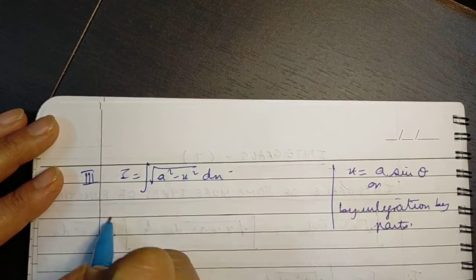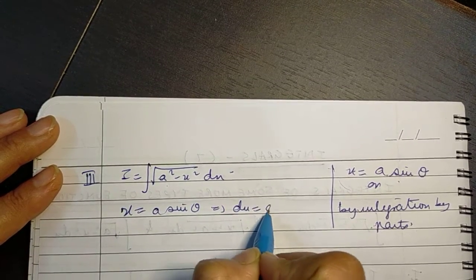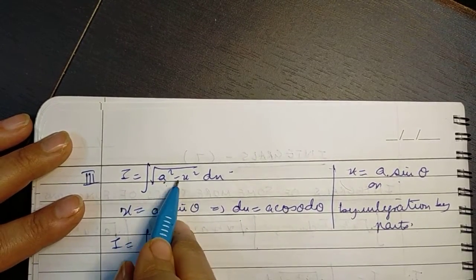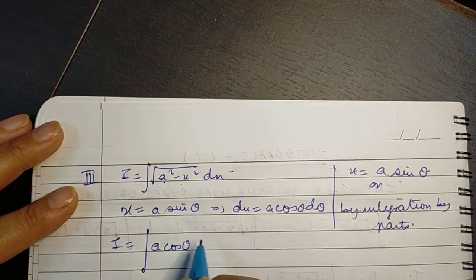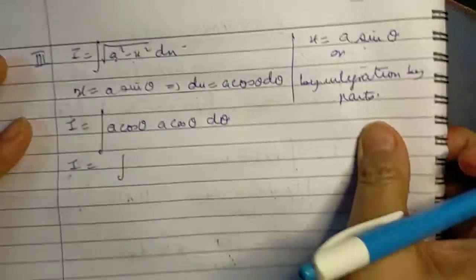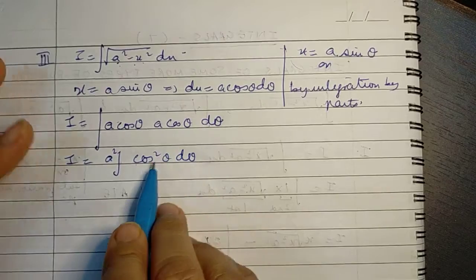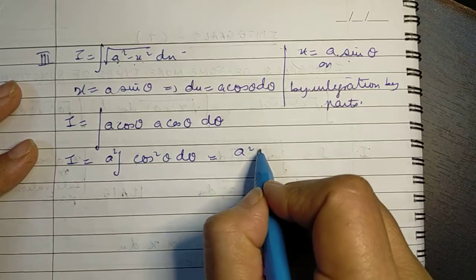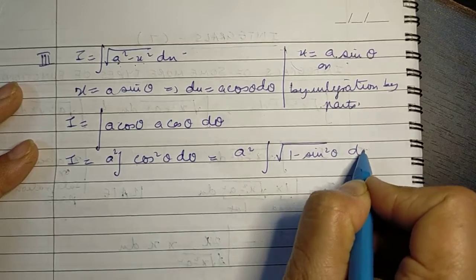So what we do is, if you put x equal to a sine theta, we get dx equal to a cos theta d theta. I comes out to be, now a squared minus a squared sine square theta is a square root, is a cos theta into a cos theta d theta. I can be written as a squared, which comes outside, cos square theta d theta, which can be written as a squared, and here I can write it as integral of square root of 1 minus sine square theta d theta.